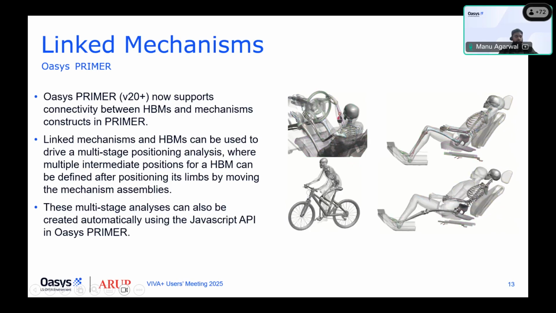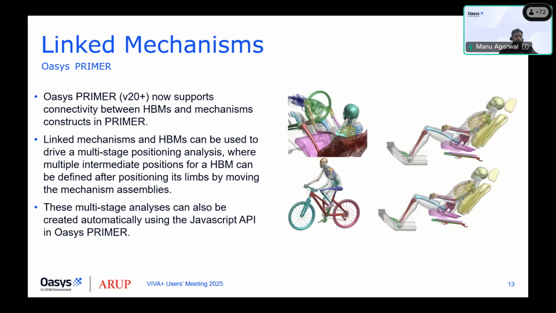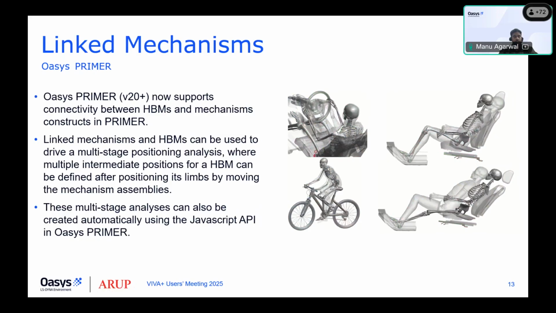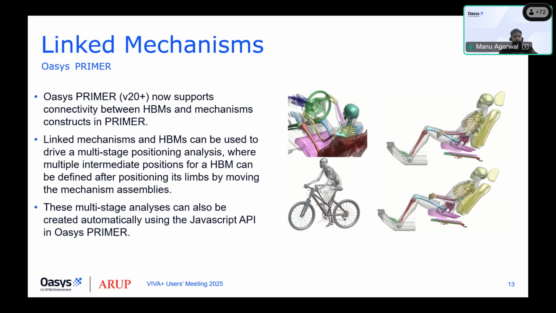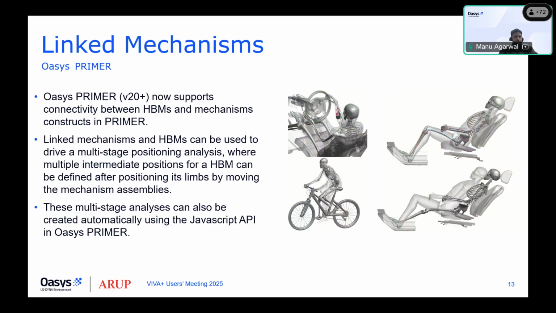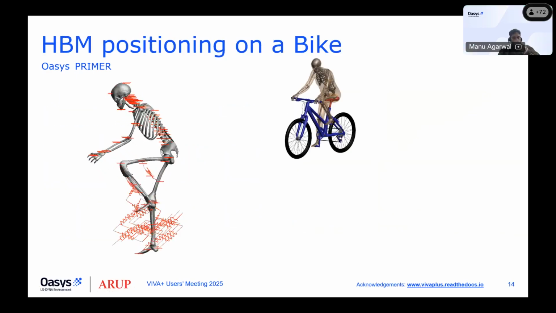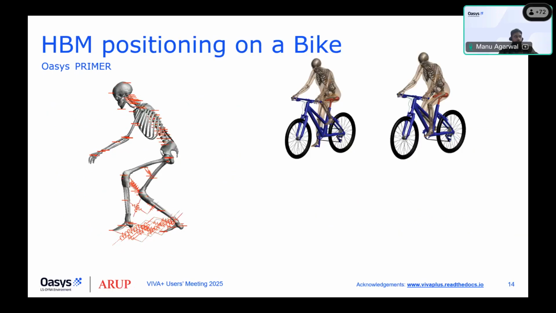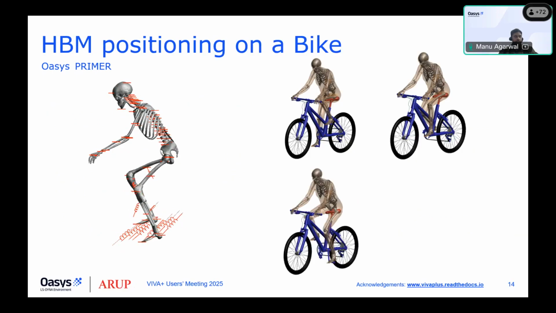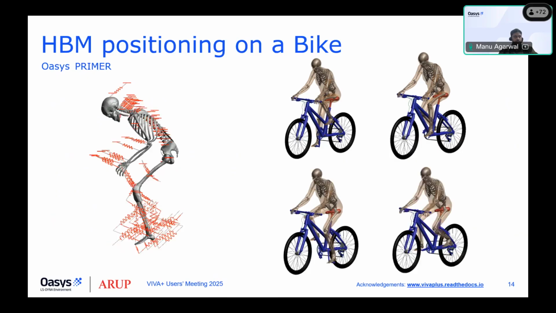So Oasys Primer can be used to set up the various complex positions, and of course, these positioning analyses can also be set up using the automated script-based commands within Oasys Primer. So this is one of the examples of the positioning analysis for VIVA Plus HBM to achieve realistic bike positions in various orientations.